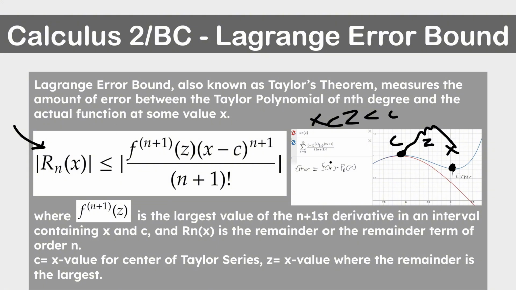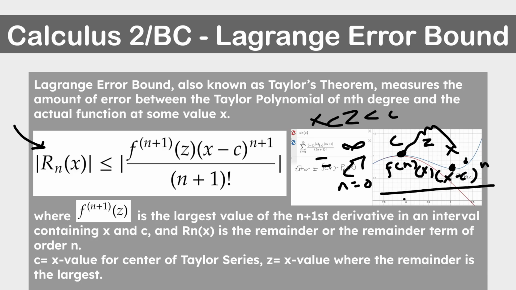This equation closely resembles the Taylor series, or the nth term of a Taylor polynomial, where it's the nth derivative at x multiplied by x minus c, where c is our center of the Taylor polynomial, raised to the power of n, divided by n factorial. So basically, the Lagrange error bound just takes the term right after. So the n plus first term.